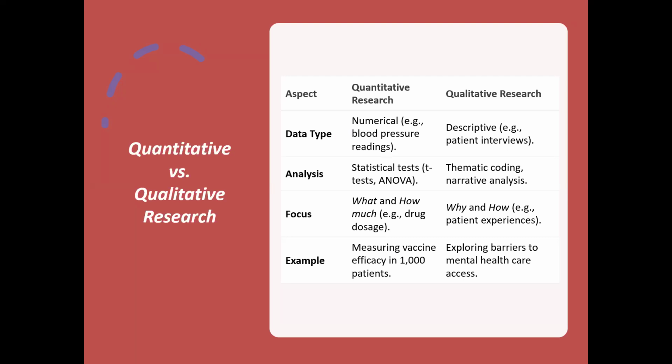And if you look at the examples of quantitative research, let's say measuring vaccine efficacy in 1000 patients, and qualitative research exploring barriers to mental health care access. So these are the types of quantitative and qualitative research. So you have to define what type of experimental design you need, either a quantitative or a qualitative experimental design. Then you have to work on your data according to the experimental design you need for your studies.